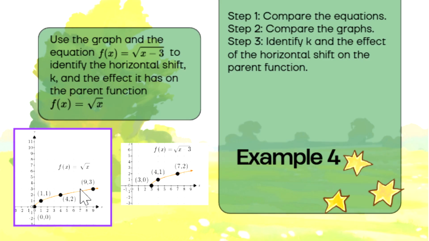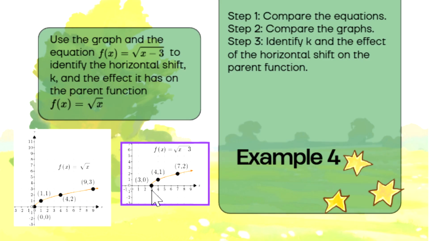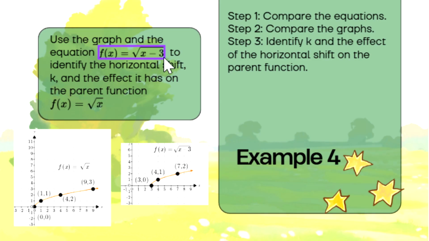And here we can see the two graphs. The parent function touches the origin at 0, 0, and the translated one has been moved to the right 3, so we should see the exact opposite here, plus 3.